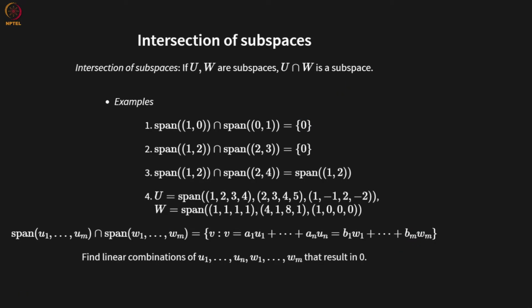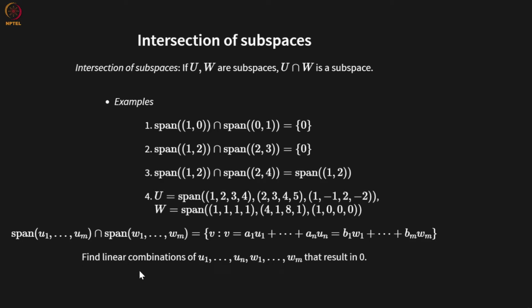Okay, so here is the description of how to do intersections generally. Supposing somebody gives you a vector space as a span of u1 through um, and another vector space W, which is span of w1 through wm, and you have to compute the intersection. You have to find vectors v such that v can be written as a linear combination of the u's and also as a linear combination of the w's. Okay, so this is the equation that you sort of have to solve for the coefficients.